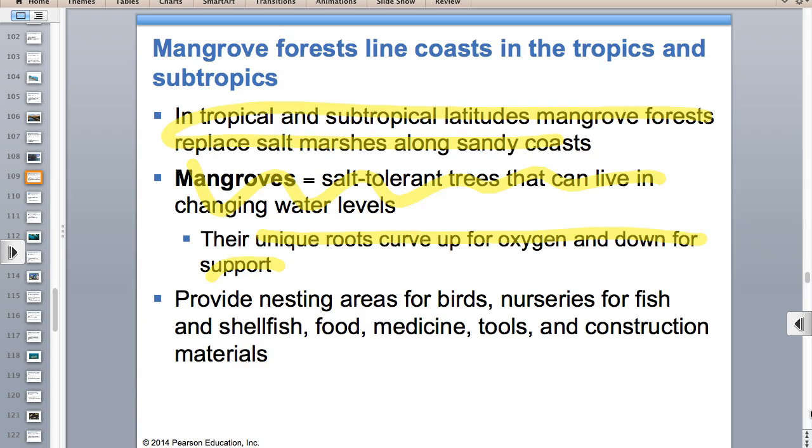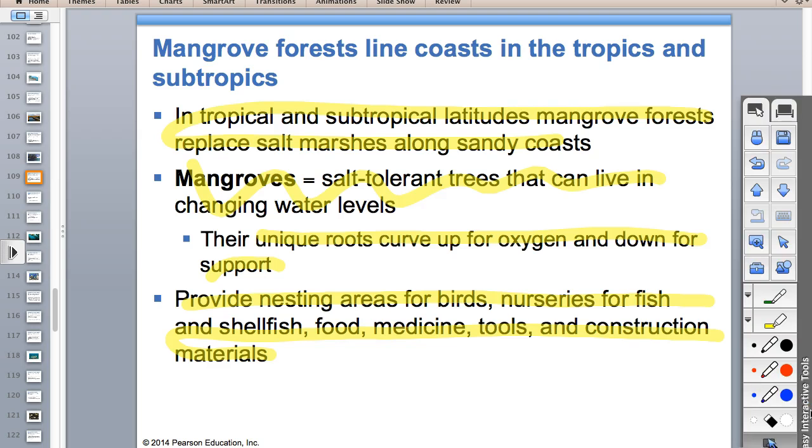And they're very important for nesting for migratory birds, nurseries for fish, shellfish like shrimp, food, medicine. You can use the wood as a building material. A lot of research could go into the medicinal properties of the mangrove. And so huge biodiversity, ecosystem. Yeah, biodiversity and ecosystem services.